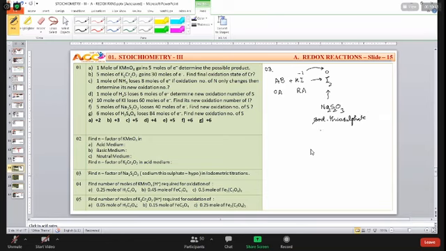That is called hypo solution. Okay. Now what happens? Na2S2O3 reacts with iodine so as to form Na2S4O6 plus sodium iodide.